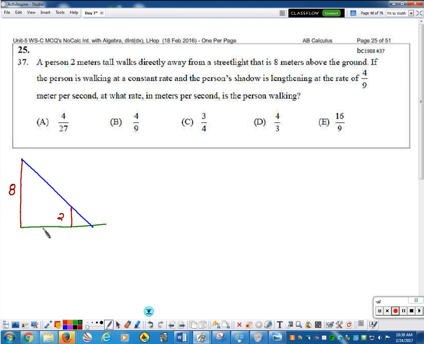Okay, so we need some labels here. It says at what rate in meters per second is the person walking? So this distance, we'll just give it the classic term x. What I was saying to Haley and everyone else is, the rate at which this distance grows is exactly the same as the rate at which he walks. But the rate at which the shadow grows is different. So we'll call this distance y.